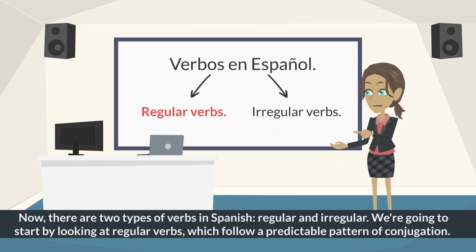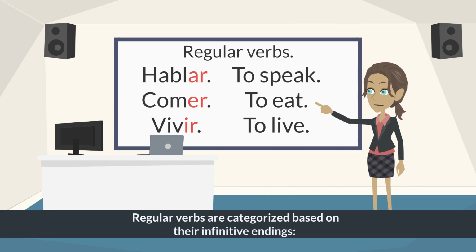Now, there are two types of verbs in Spanish: regular and irregular. We're going to start by looking at regular verbs, which follow a predictable pattern of conjugation. Regular verbs are categorized based on their infinitive endings.